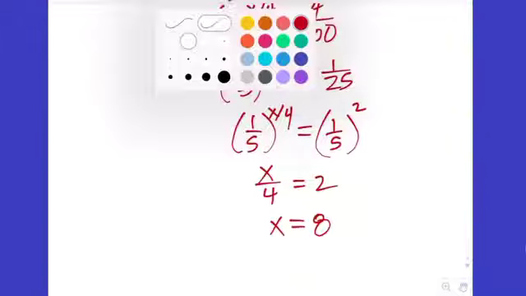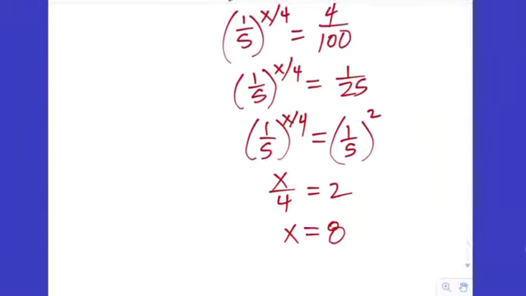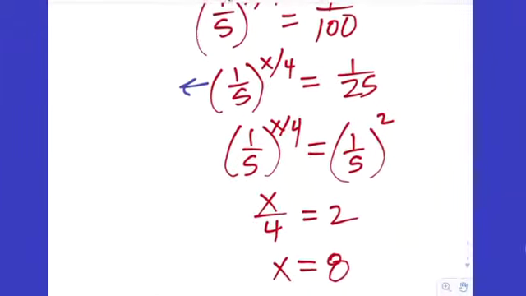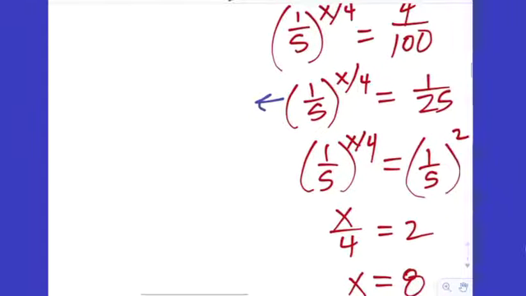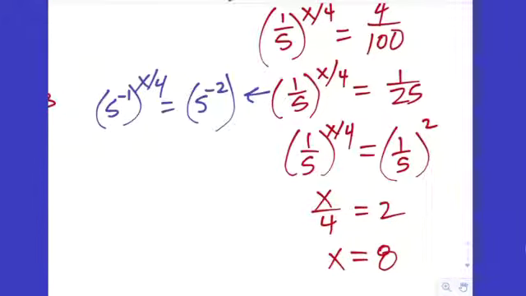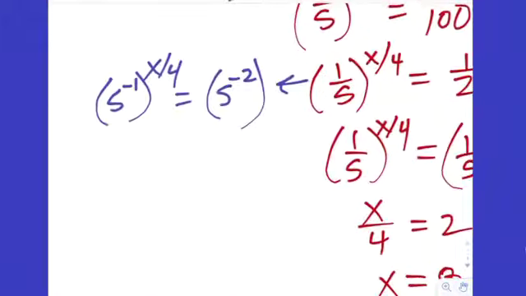Nice, I agree. So if you don't have to get the logs involved, don't do that, okay? It's easier if you can get the bases the same. Now let's say you don't like fractional bases, right? I get it. Here's what else you could do. You could say, all right, I can write 1/5 and 1/25 both as powers of 5. So that would be 5 to the -1st to the x/4 power equals 1/25 is 5 to the -2nd, right? 1/25 is 5 to the -2nd.